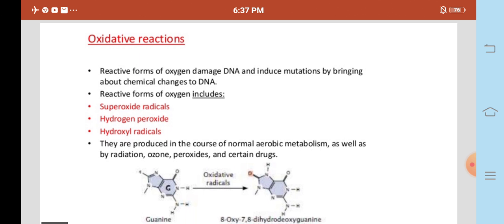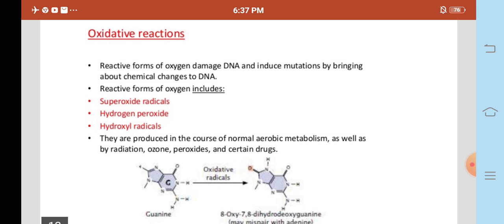Oxidative reactions. Reactive forms of oxygen damage DNA and induce mutations by bringing about chemical changes to DNA. Reactive forms of oxygen include superoxide radicals, hydrogen peroxide and hydroxyl radicals. They are produced in the course of normal aerobic metabolism as well as by radiation, ozone, peroxides, and certain drugs.